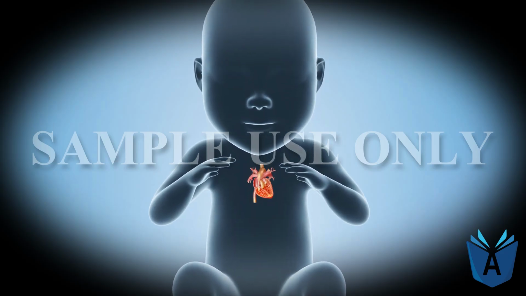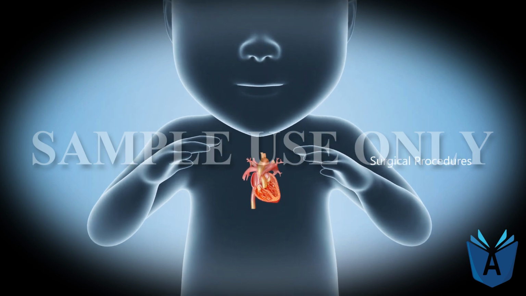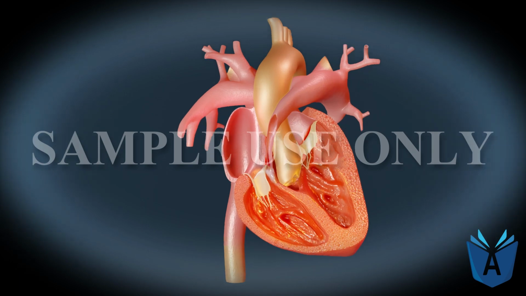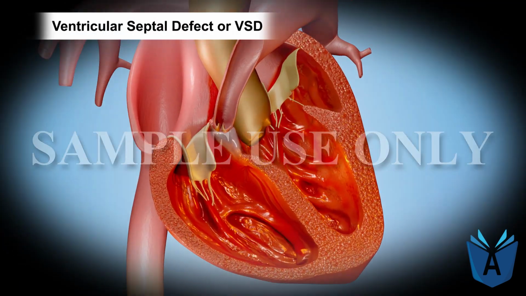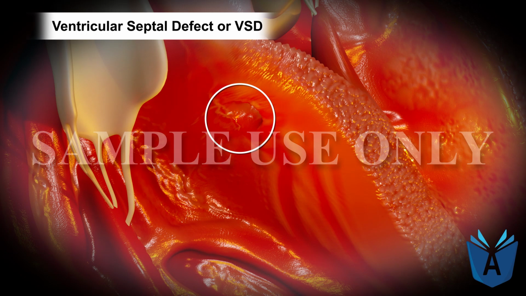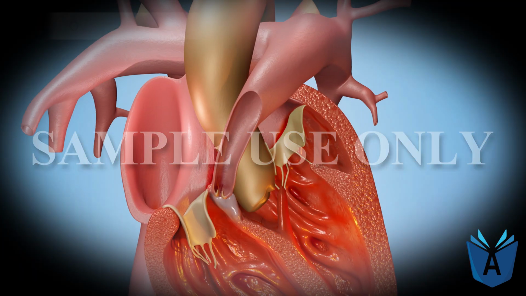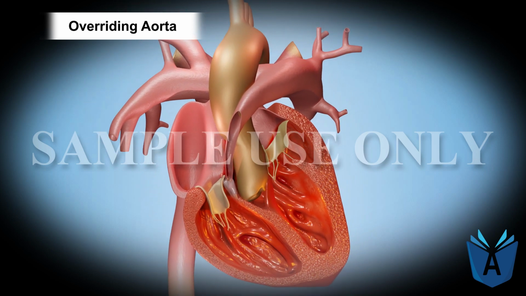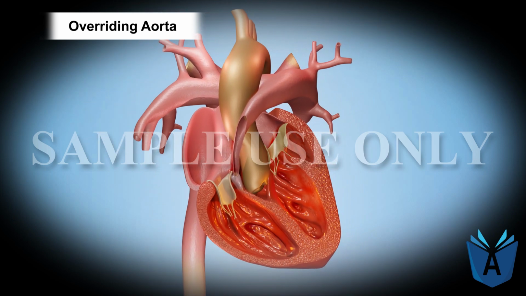Treatments for tetralogy of Fallot are surgical procedures to help fix the following 4 heart problems. A ventricular septal defect, or VSD, is a hole in the wall between the 2 ventricles. An overriding aorta happens when the aorta is located directly over the ventricular septal defect.